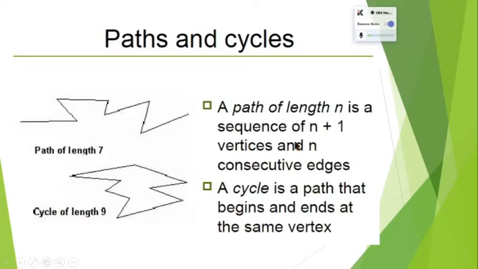Now, let's go with paths and cycles. So, pag sinabi natin path, a path of length n is a sequence of n plus 1 vertices and n consecutive edges. So, yun yung ibig sabihin ng path. While ang cycle naman is a path that begins and ends at the same vertex. Parang loop siya.